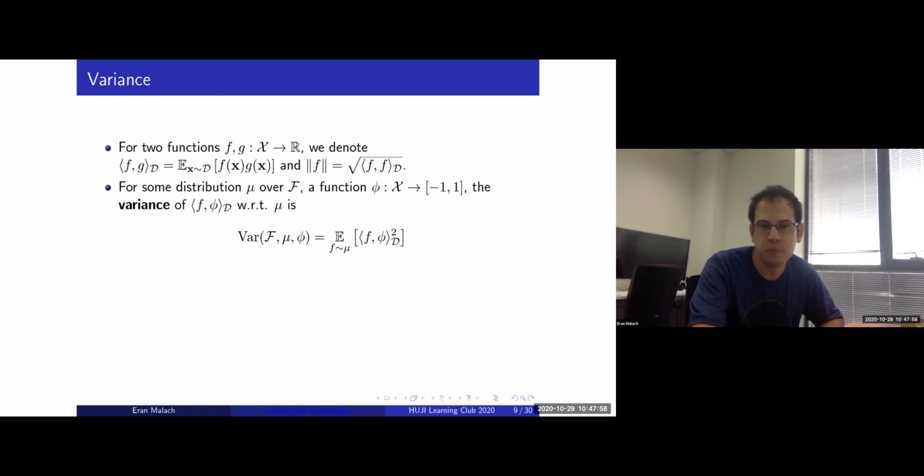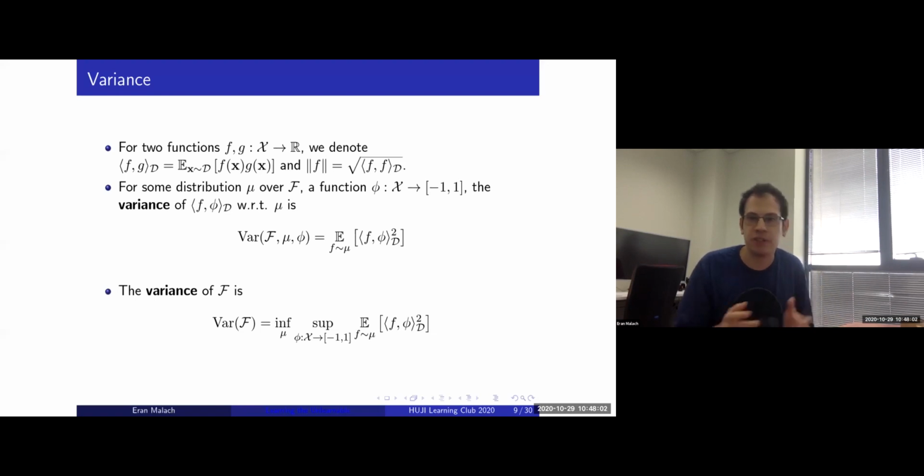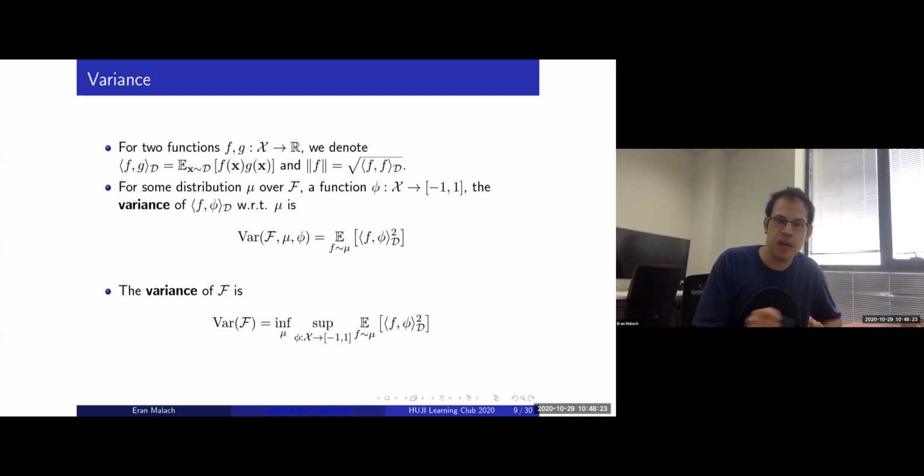This is a technical definition, and the variance of the target class would be just the worst-case distribution. This would be the worst distribution that you can choose, that gives us the smallest variance for the best choice of phi. To give an intuition for these definitions, we can think of mu as the distribution of functions from which the oracle would choose. The oracle wants to fail us, and phi would be the query to the oracle. We want large correlation with the target function, so we want a query that will give us large correlation. If the variance is very small, it means that the oracle can choose f from a distribution such that we will not be able to get good correlation with the choice of the oracle. So we won't be able to learn something about the choice of the oracle.